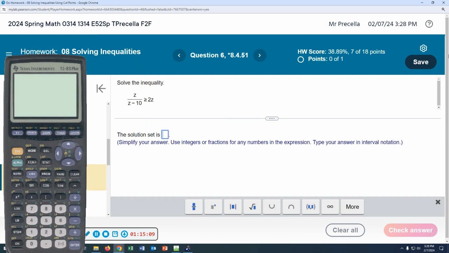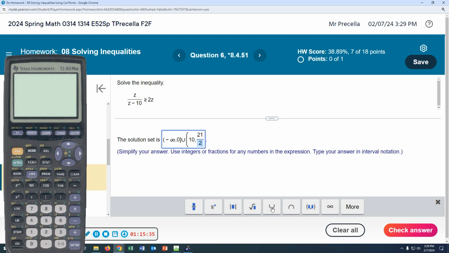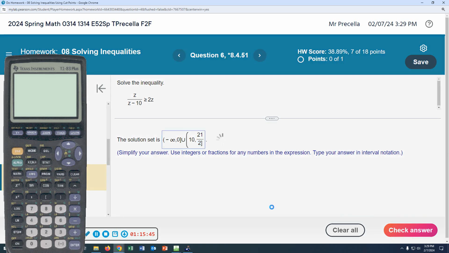Okay, so parentheses, negative infinity, comma 0, square bracket, union, parentheses, 10, comma 21 over 2, square bracket. If I punch that in, do you think it's going to count it wrong? I'm betting it does. Let's see.